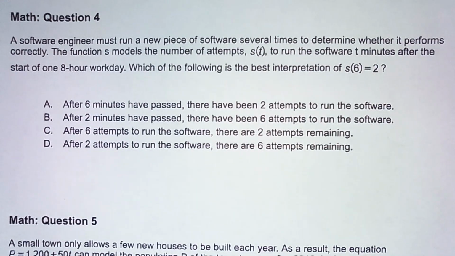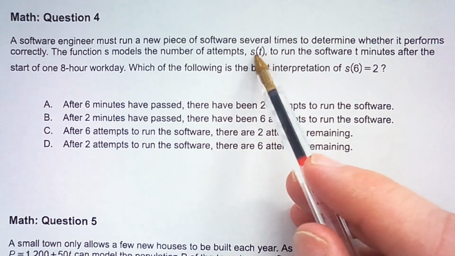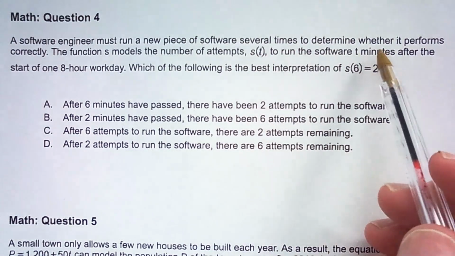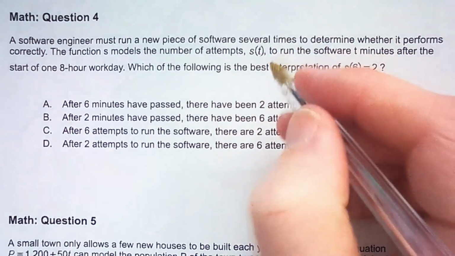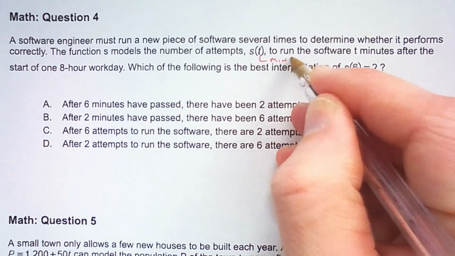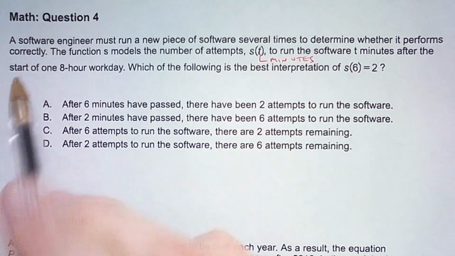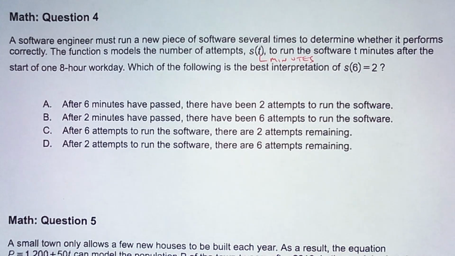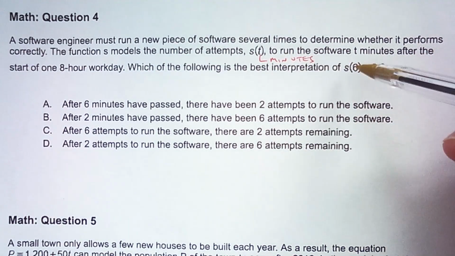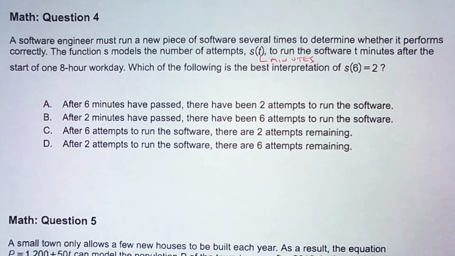Question 4. A software engineer must run a new piece of software several times to determine whether it performs correctly. The function s models the number of attempts, s of t. So the function is called s of t. To run the software t minutes, so t represents minutes, after the start of one 8-hour workday. Which of the following is the best interpretation of s of 6 equals 2?